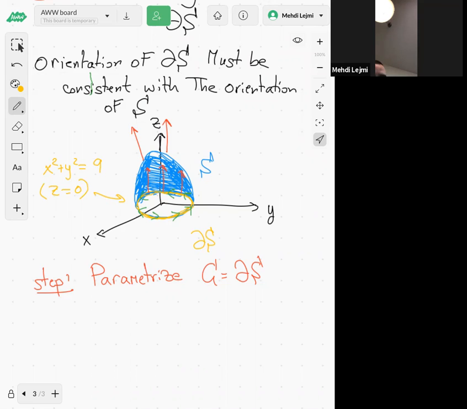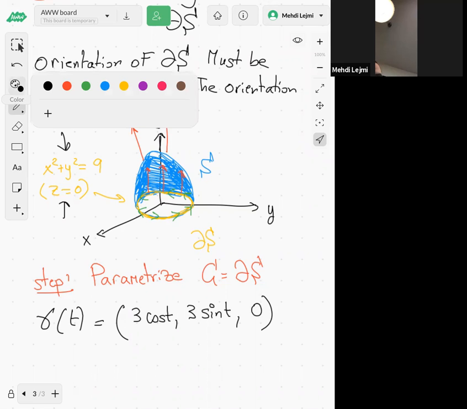Okay, so if you want to parameterize this boundary, you can use polar coordinates, because x squared plus y squared equals 9. So you can say x is 3 cosine of t, y is 3 sine of t, and what will be z? Well, z must be 0, because this curve is lying on the xy plane. So this is my x, this is my y, and this is my z.